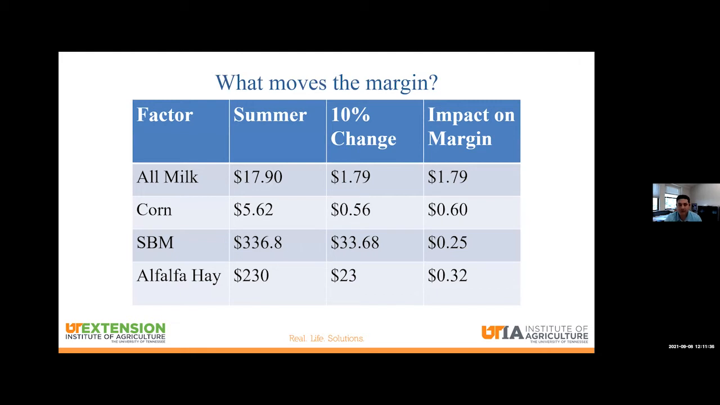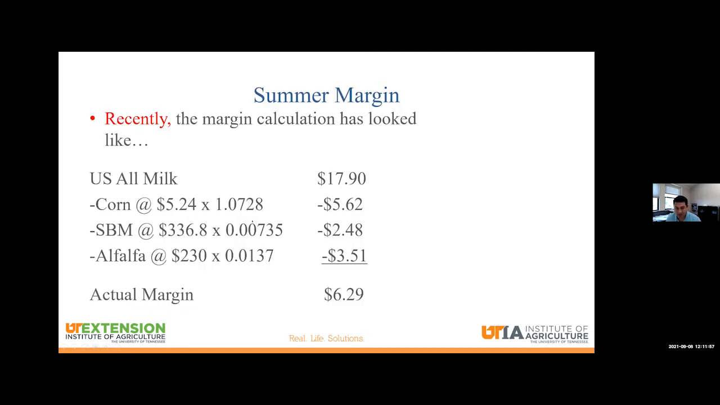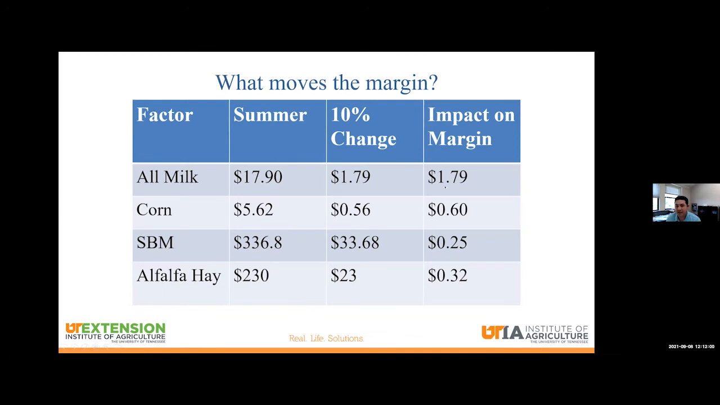Because we have a set ration, I put up here the factor or the component: all milk price, corn, soybean meal, and alfalfa hay. I put the prices that you saw here, and we said, okay, we're going to hold those prices constant and look at a 10% change and see what would happen. As we take the calculation and use the weights associated with the components, you can see that all milk for a 10% change was a $1.79 change in the margin. Corn accounts for 60 cents. Alfalfa hay is the next highest at 32 cents, and soybean meal follows with a 25 cent change.